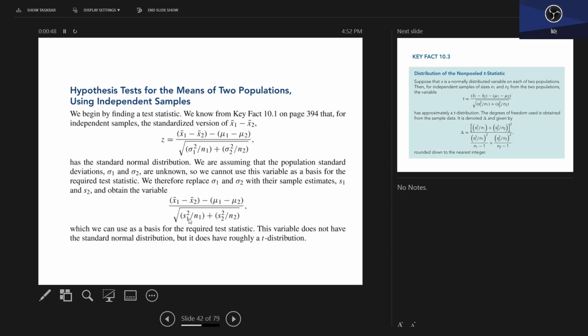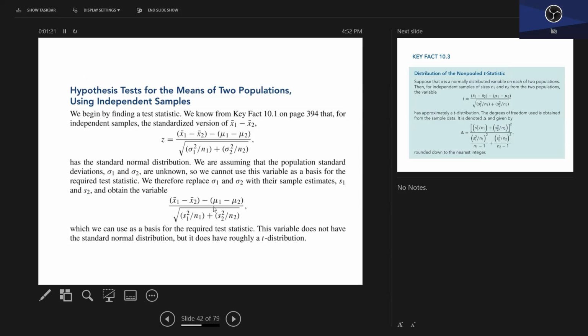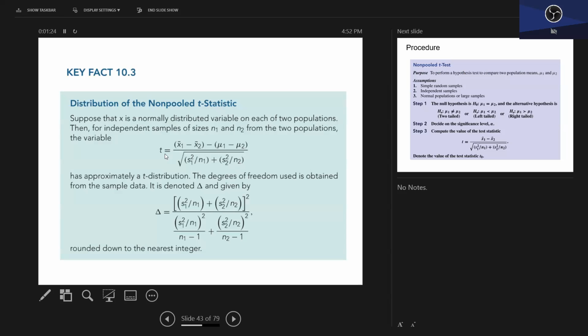And now we keep it as it is, because we did not assume sigma 1 and sigma 2 are equal to each other. So now we simply use the sample standard deviations to replace them. According to some theories of statistical methods, we find that for the non-pooled t-test, the following test statistic follows a t-distribution. Now this is exactly what we've had here. It follows a t-distribution with degrees of freedom delta.